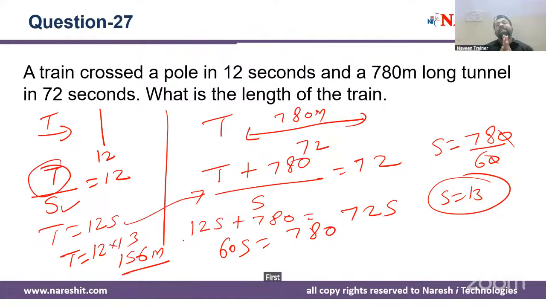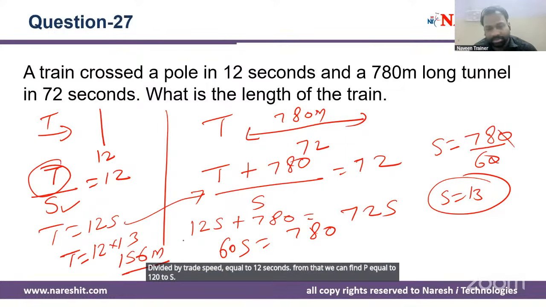First of all, when the train is crossing a pole in 12 seconds, only consider the train length. Basically, we know the time formula, distance upon speed. What is the distance when the train is crossing a pole? Only the train length divided by train speed equal to 12 seconds. From that, we can find t equal to 12 into s.